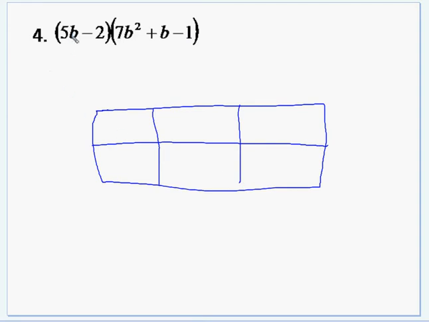So all we're going to do is just place these terms on the outside of our boxes. So we have our 5b minus 2, so 5b minus 2, and then you put the trinomial on top of here. So you have 7b squared, b, and negative 1. So now inside each of these boxes, all you're going to do is just take these two terms here and multiply it in here. So we have 7 and 5 gives us a 35. b and b squared gives us a b cubed. Then we have 5b times b gives us a 5b squared. And then 5b times negative 1 gives us a negative 5b.